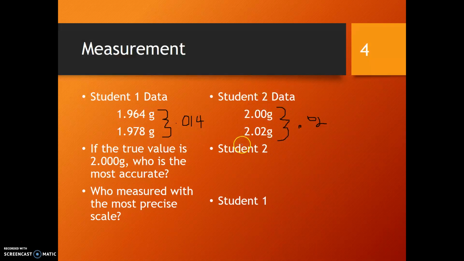Student number 2 is more accurate but less precise because their measurements had a greater difference between the two of them.